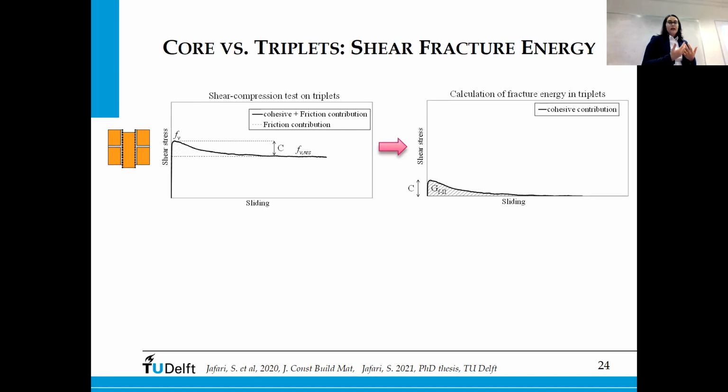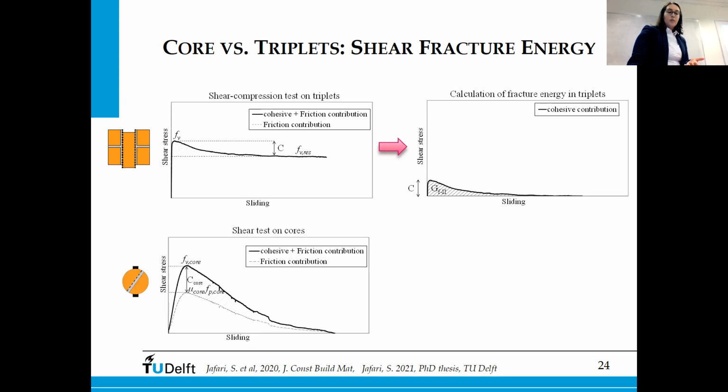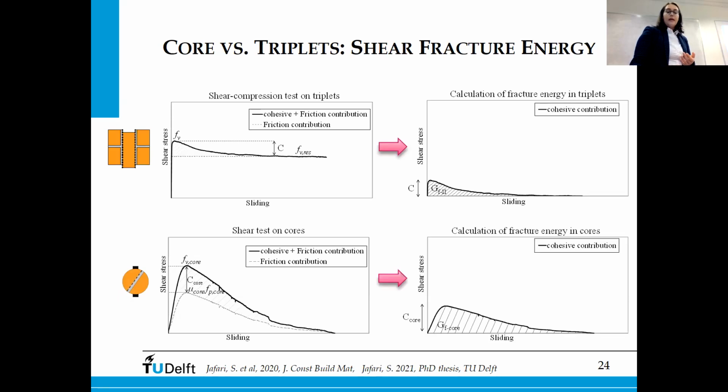To actually take off the contribution of the energy dissipated due to friction in the core test as well, we subtracted the curve related to the friction coefficient times the pre-compression at each sliding. And we calculate in this way the energy dissipated in the core testing.